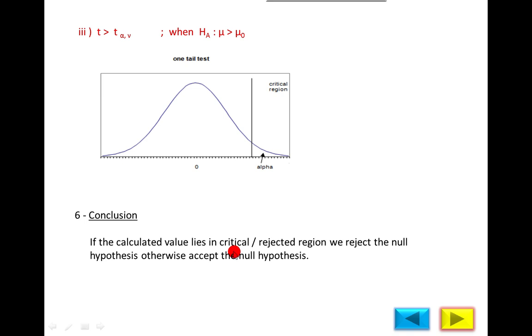Okay, so there are 6 steps. These 6 steps will be included in testing of hypothesis for mean, variance, etc. But the formula will be different, the notation will be different. So now we will solve numericals.